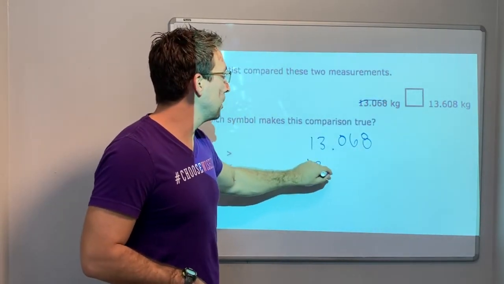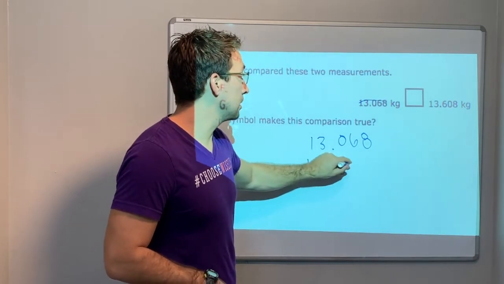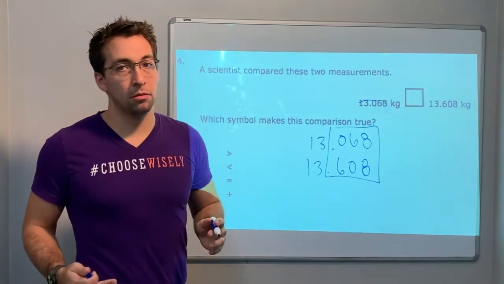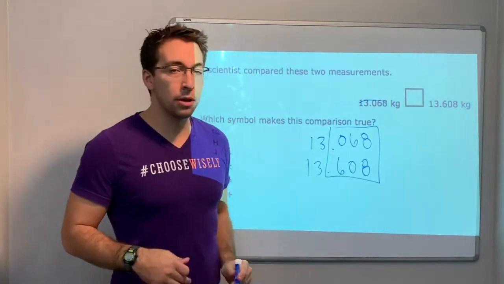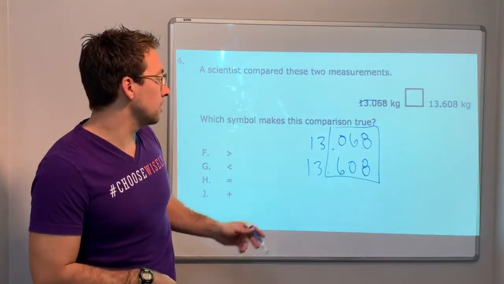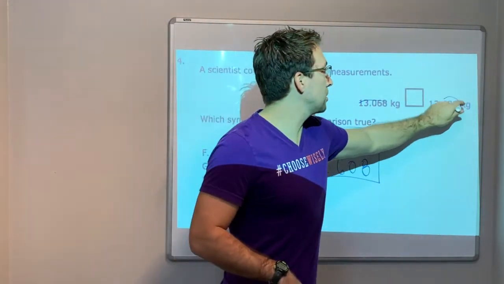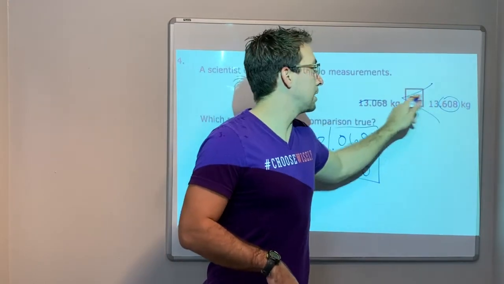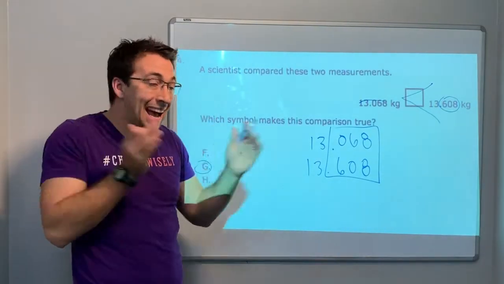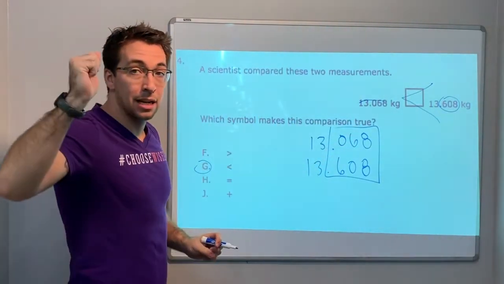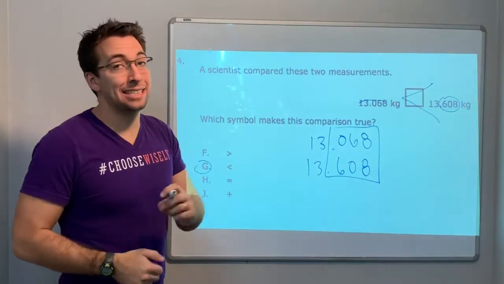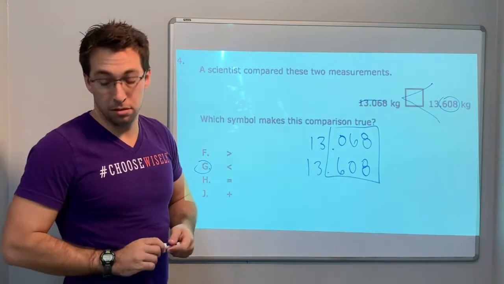And then 13 and 608. Which number is bigger? Is 608 bigger or is 68? Well, 608 is bigger. So this is our bigger number. We want the alligator to eat the bigger number. So G is our answer. That is true. 13 and 608 thousandths is bigger than 13 and 68 thousandths. Okay.